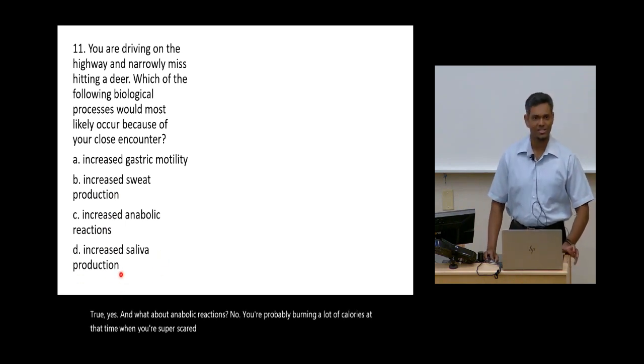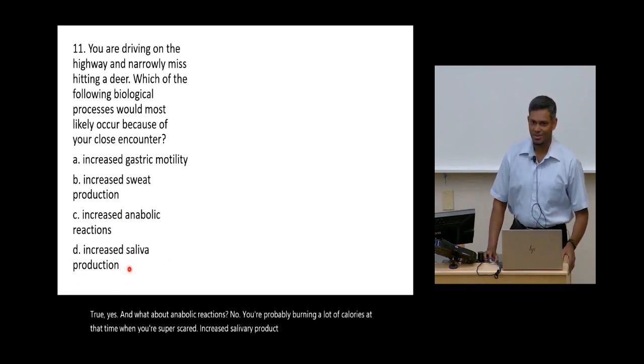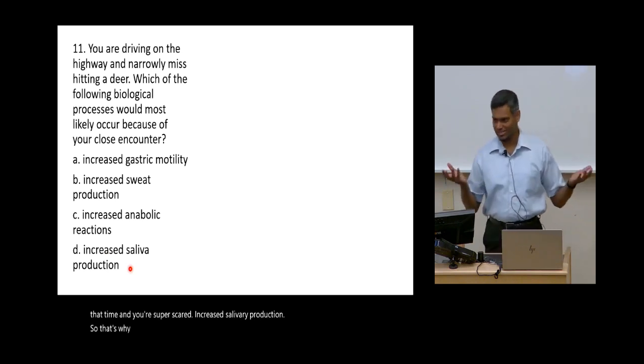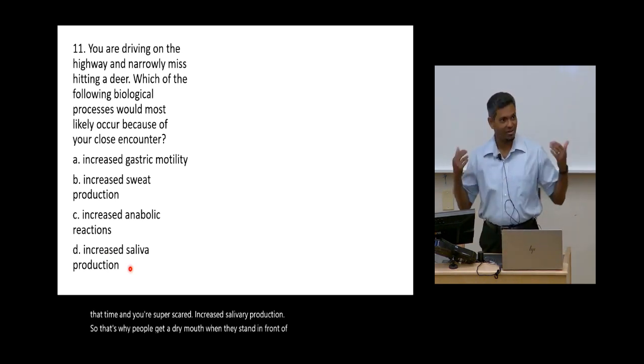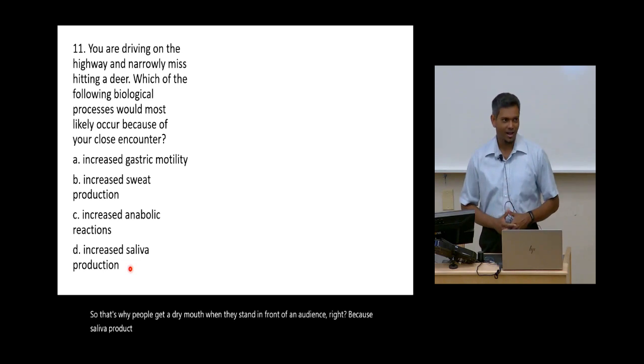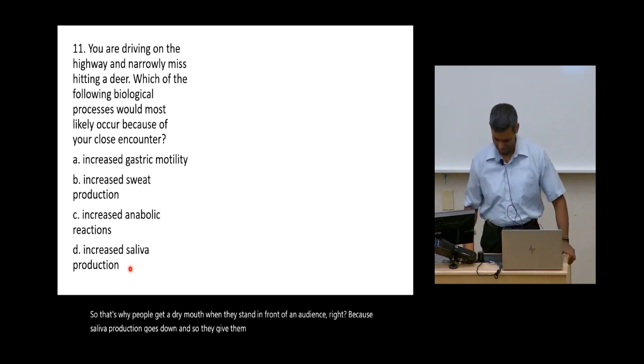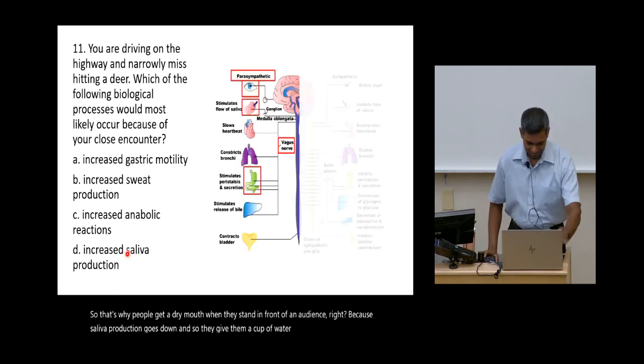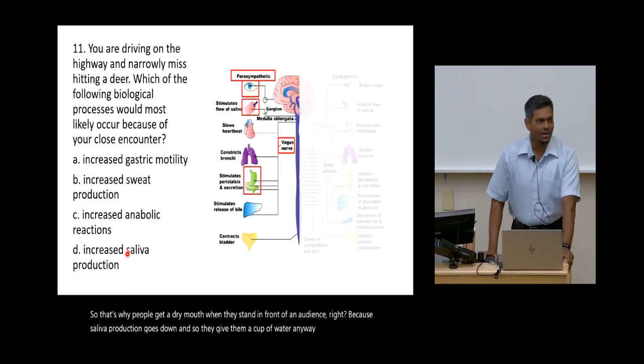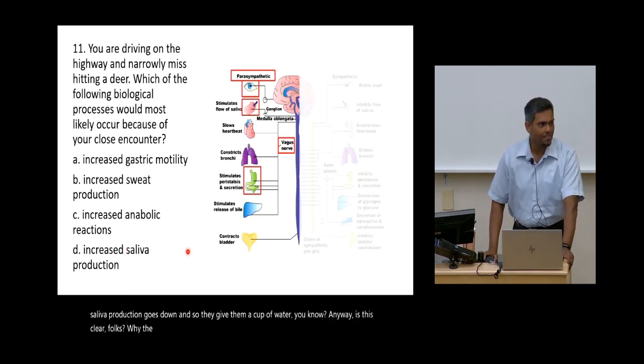Increased salivary production? So that's why people get a dry mouth when they stand in front of an audience, right? Because saliva production goes down, and so they give them a cup of water, you know. Anyway, is this clear, folks? Why the answer is B, increased sweat production.